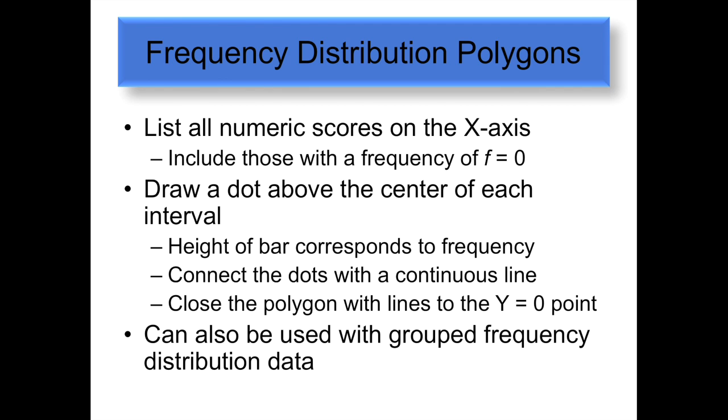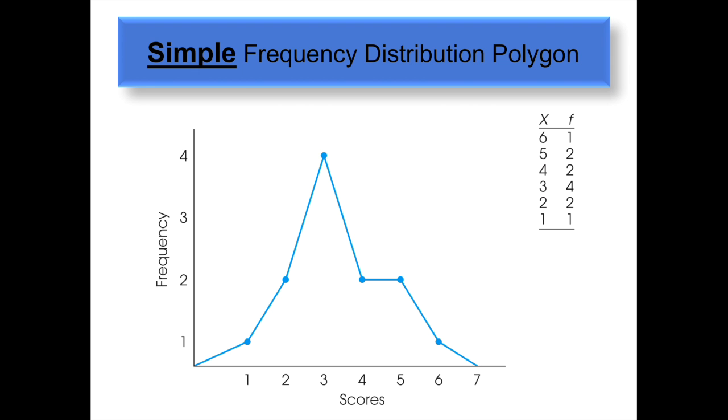Polygons can be used with group frequency. They just look a little bit different, too. So the first one we're going to look at is a simple frequency distribution polygon. Okay, again, over here we have the display numerically, and in the center here we have it displayed graphically. So let's pick on a score of 3. Okay. So we had 4 people that had a score of 3. Okay. You see how the dot is exactly over the 3?